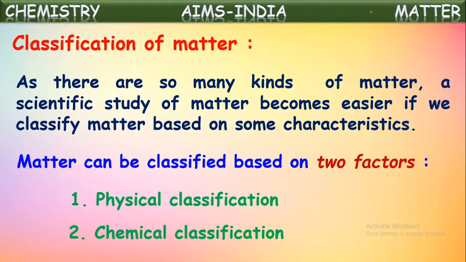One more is there, that is chemical classification. This represents the chemical composition of matter. What kind of substances are present inside the matter? Based upon this, matter is classified in this chemical classification. Okay, these are the two major factors on the basis of which we can classify matter.